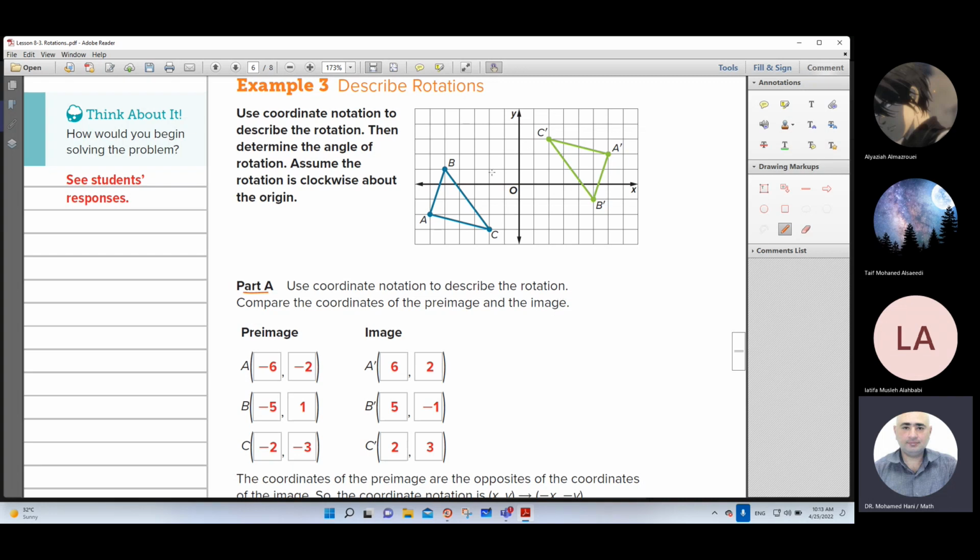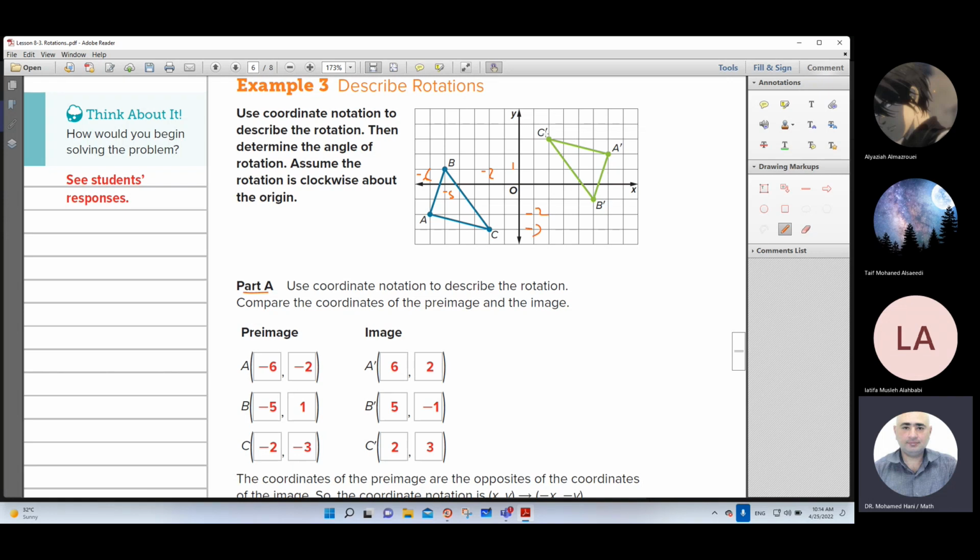And from the graph, we can write the coordinates of A, B, C. This is the pre-image. As you see here, A will be negative 6, negative 2. This is here A, negative 6. And this is here negative 2. B will be negative 5, 1. This is B. This is here negative 5. And here 1. And C, negative 2, negative 3. This is C, negative 2, negative 3.